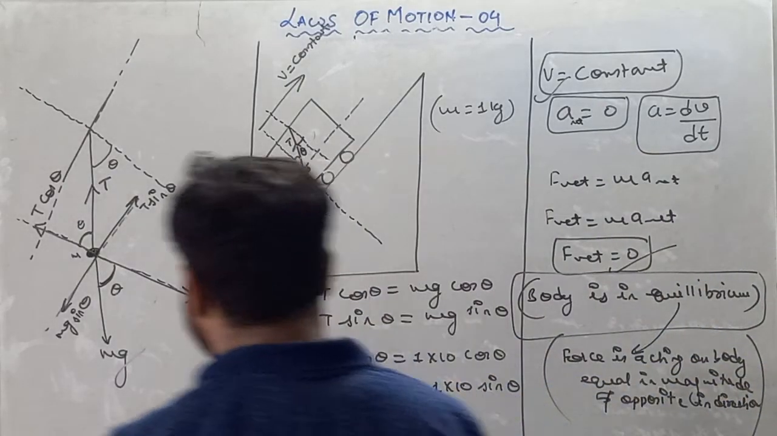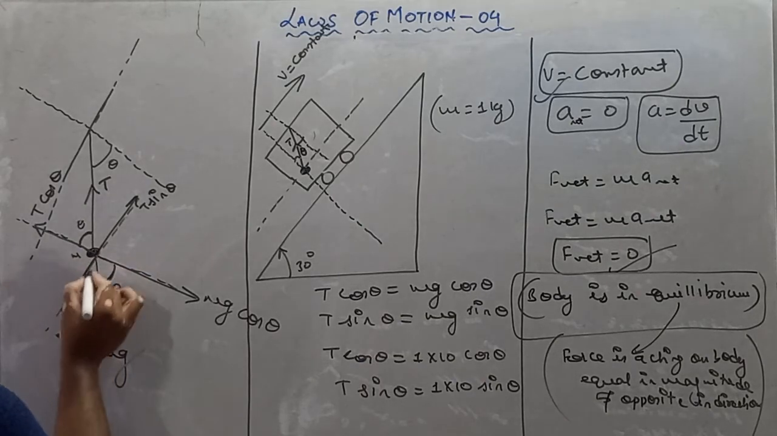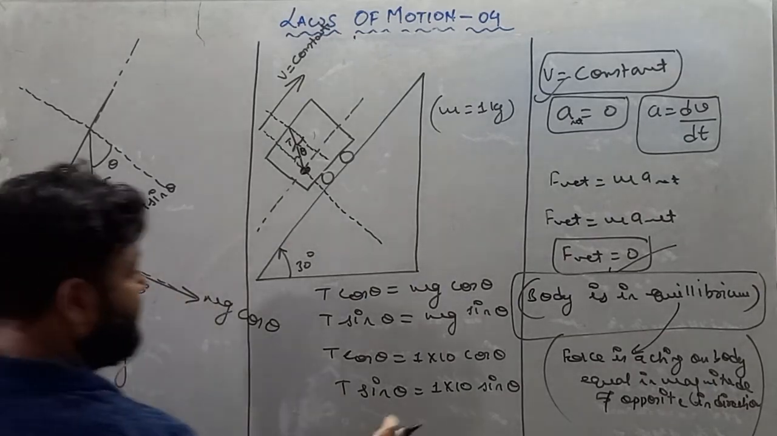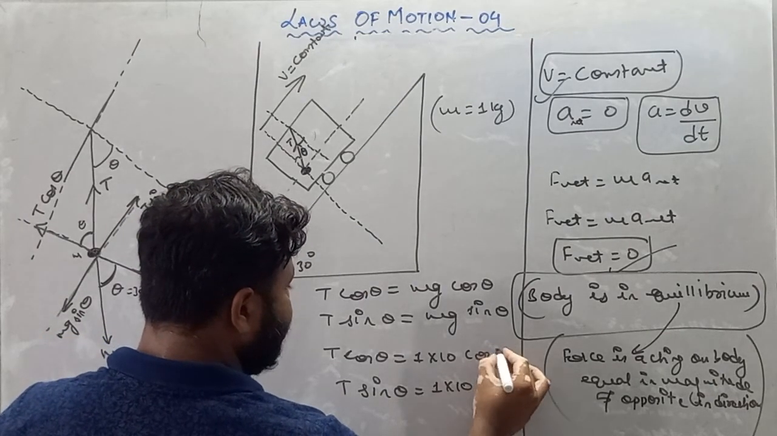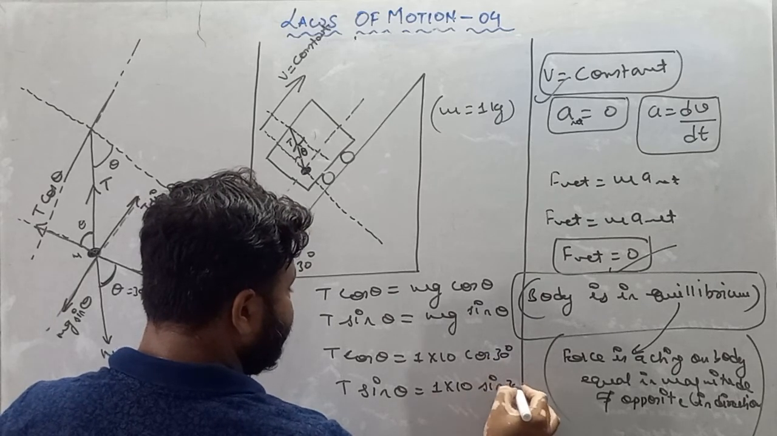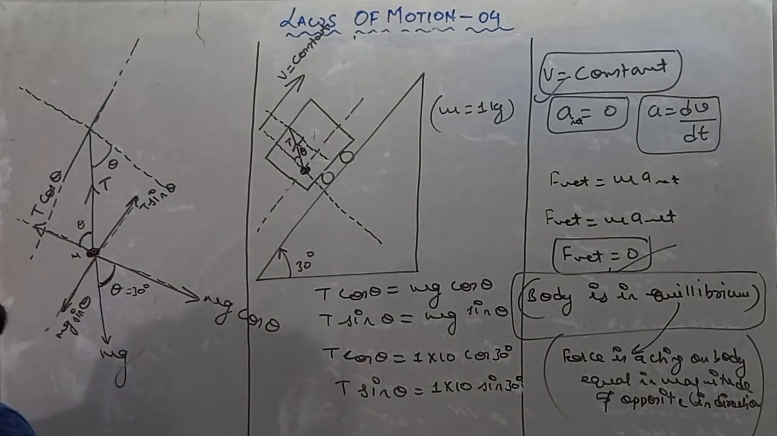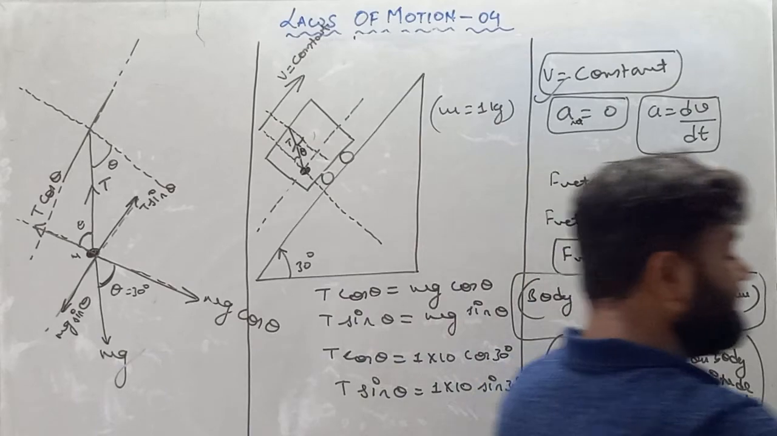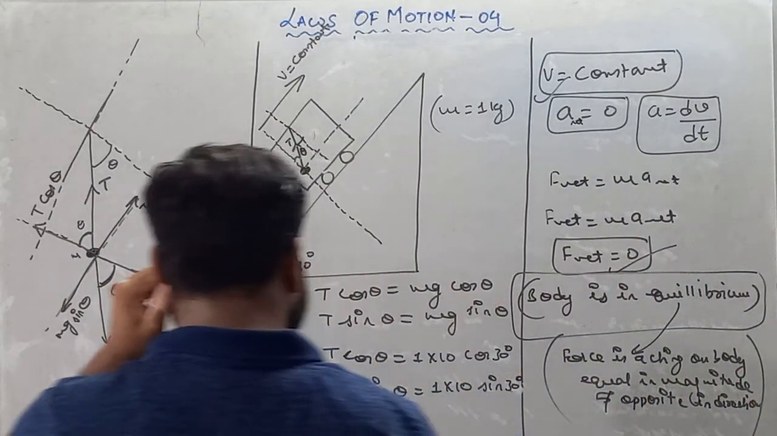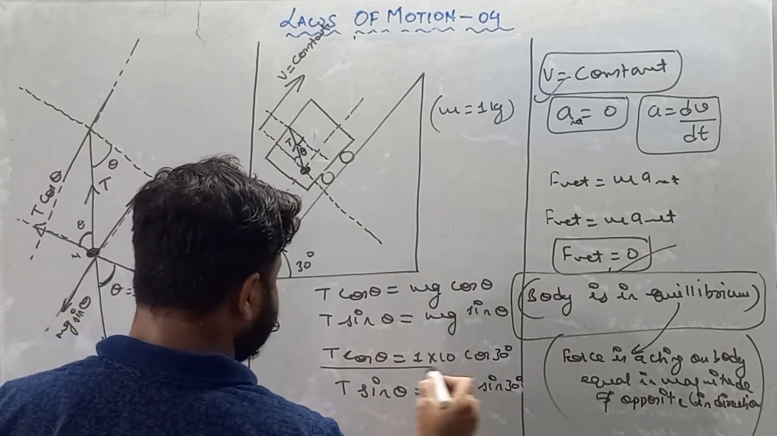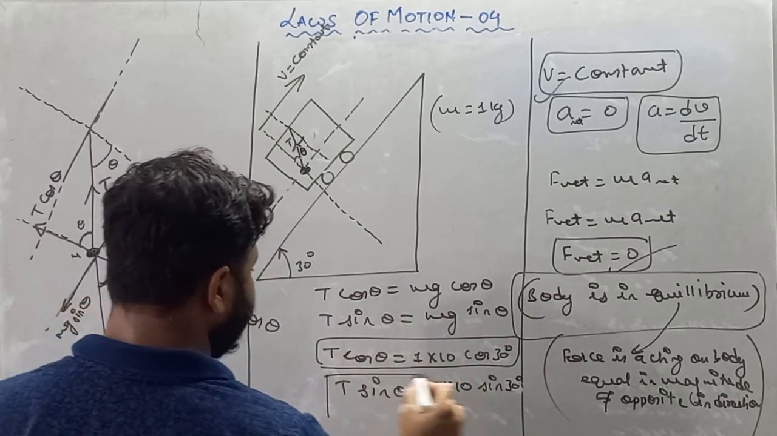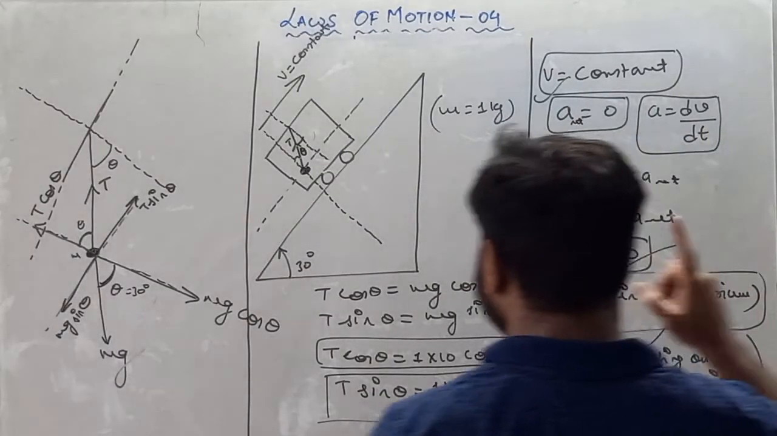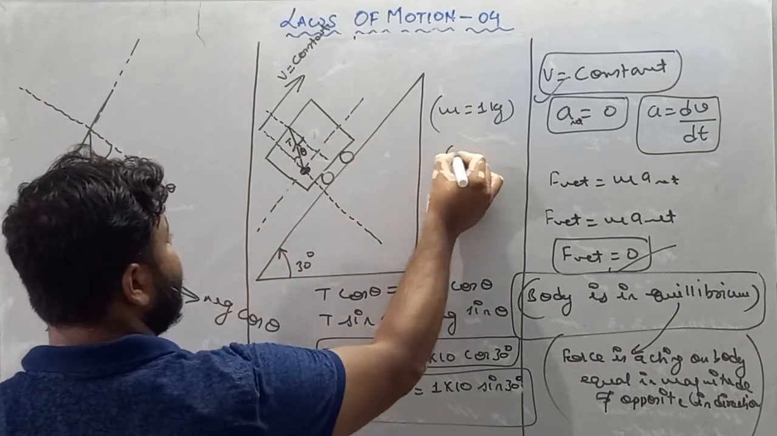Now see, my dear student, this angle and this angle total is 60. This is 30 degrees, so this angle is given, it is 30 degree. I'm sorry, instead of theta we'll put 30. We have to find what we have to find here. We have to find tension in string. Sorry, we cannot find tension. We have to find this theta.